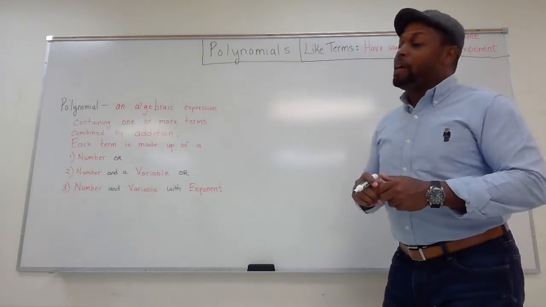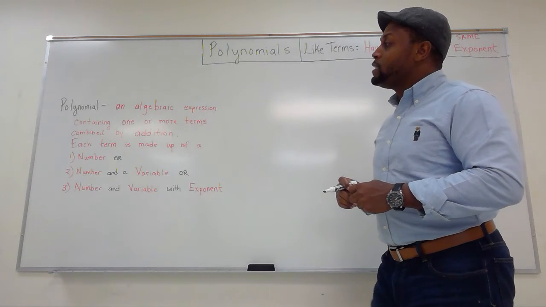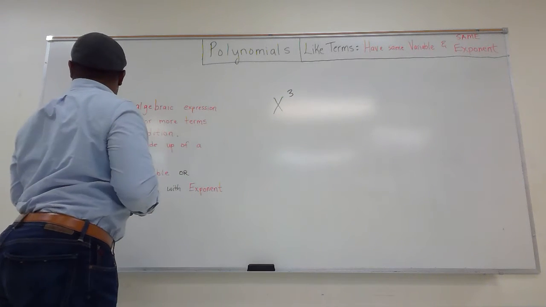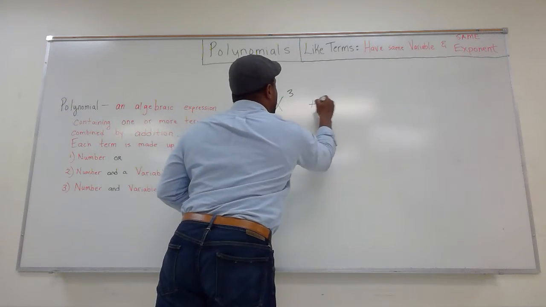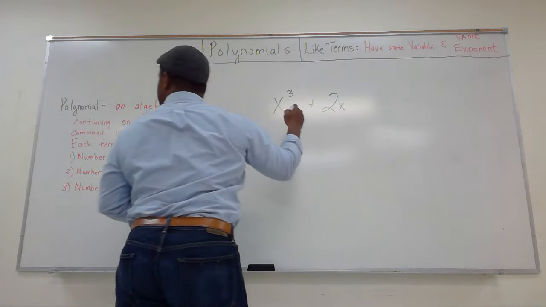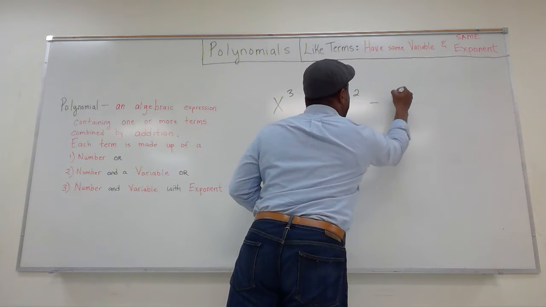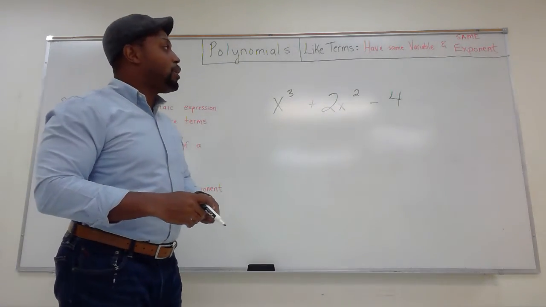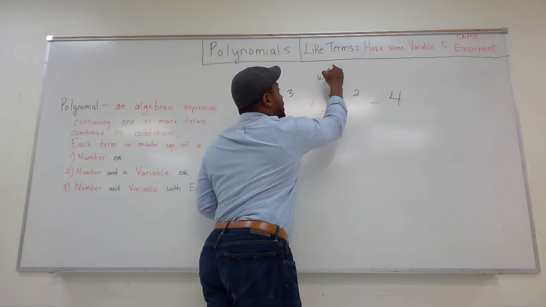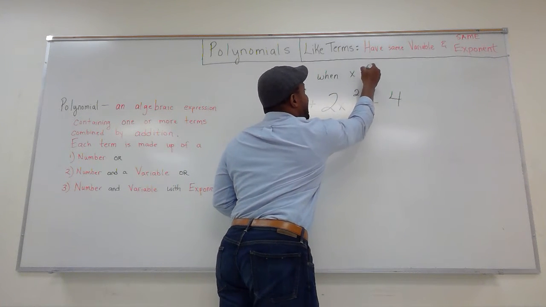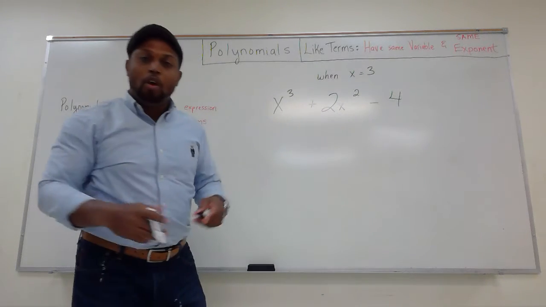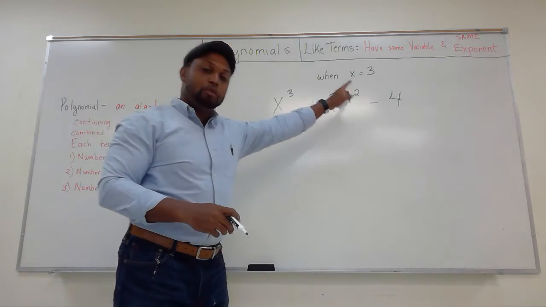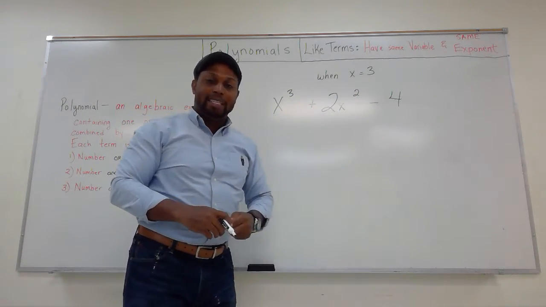All right, on to evaluating an exponent. Let's say I have x cubed plus 2x squared minus 4. And what I'm being asked to do is to evaluate this expression when x equals 3. All that means is I'm going to substitute the number 3 everywhere there is an x.